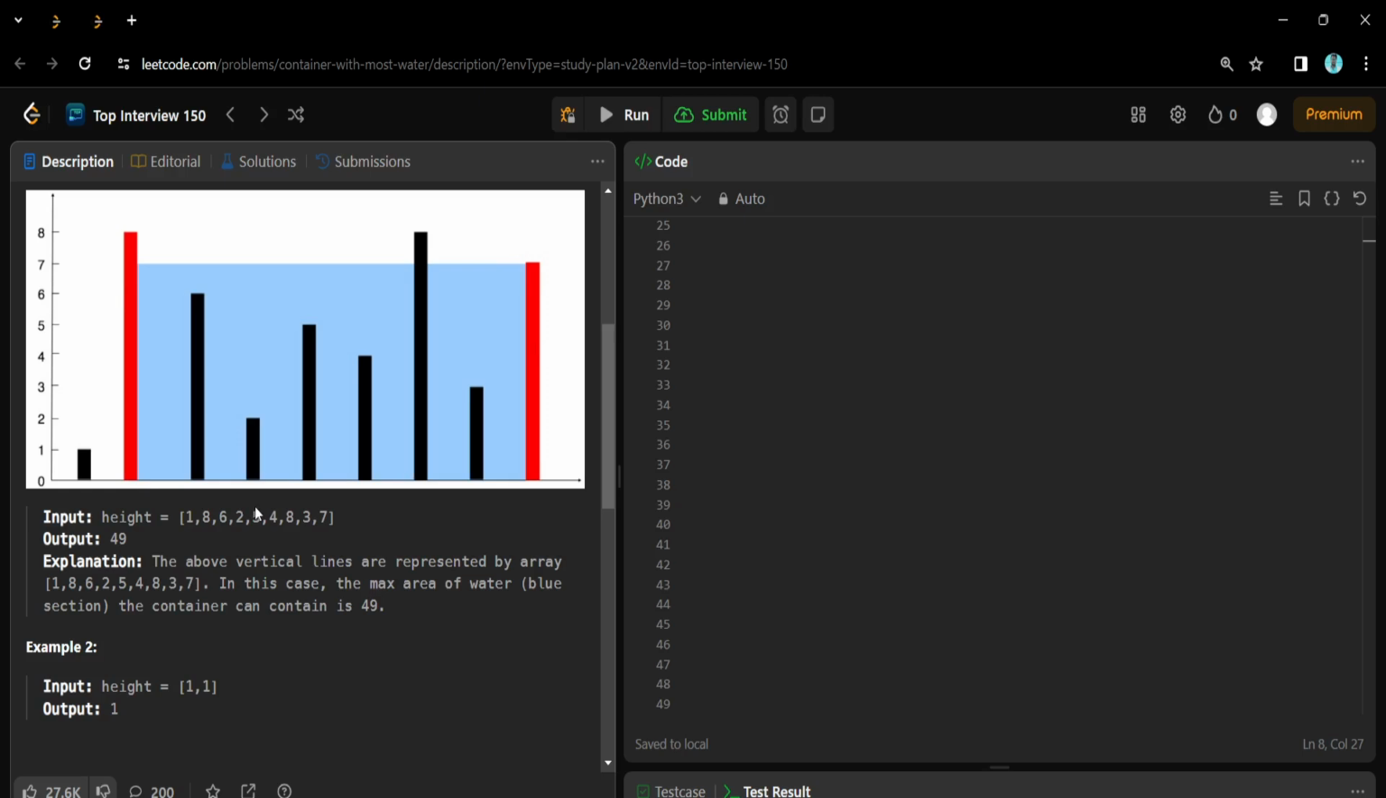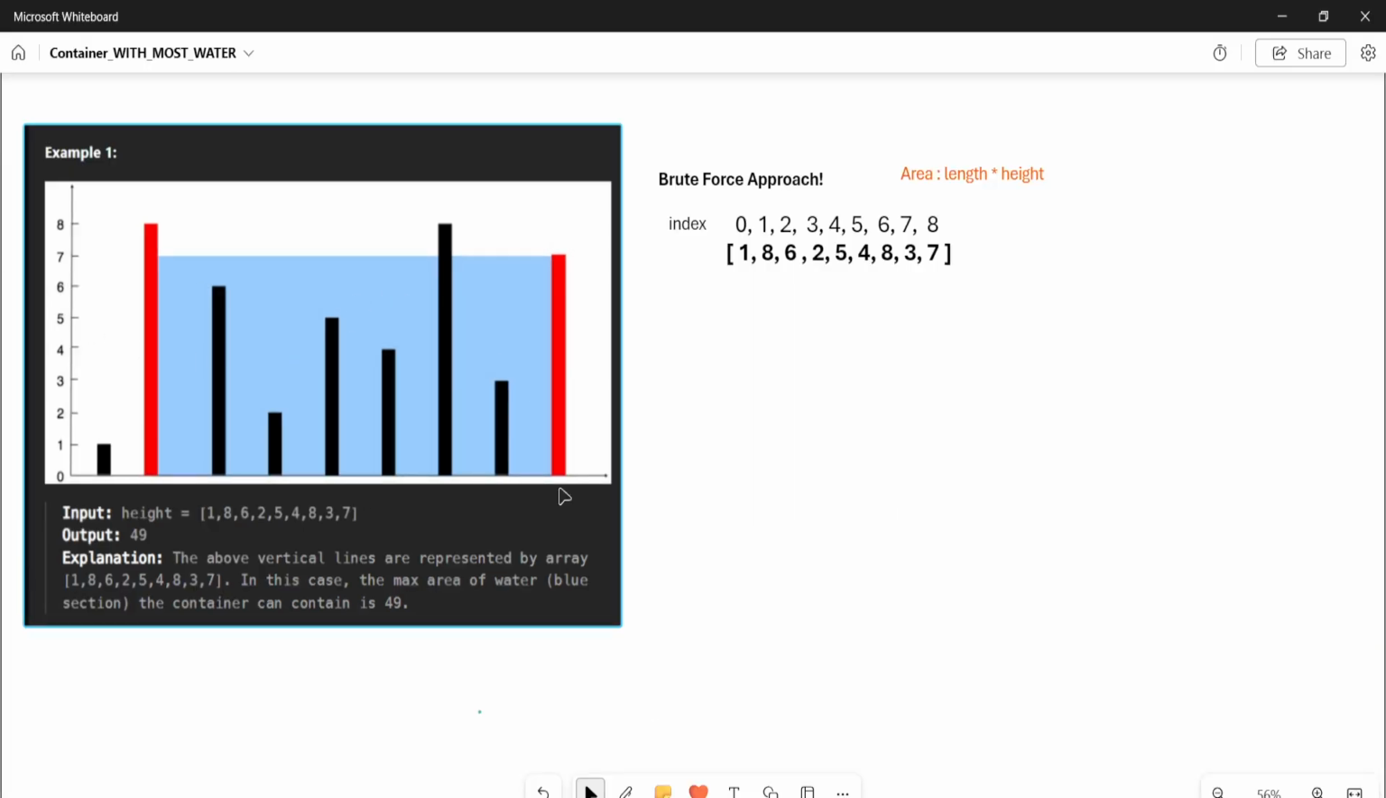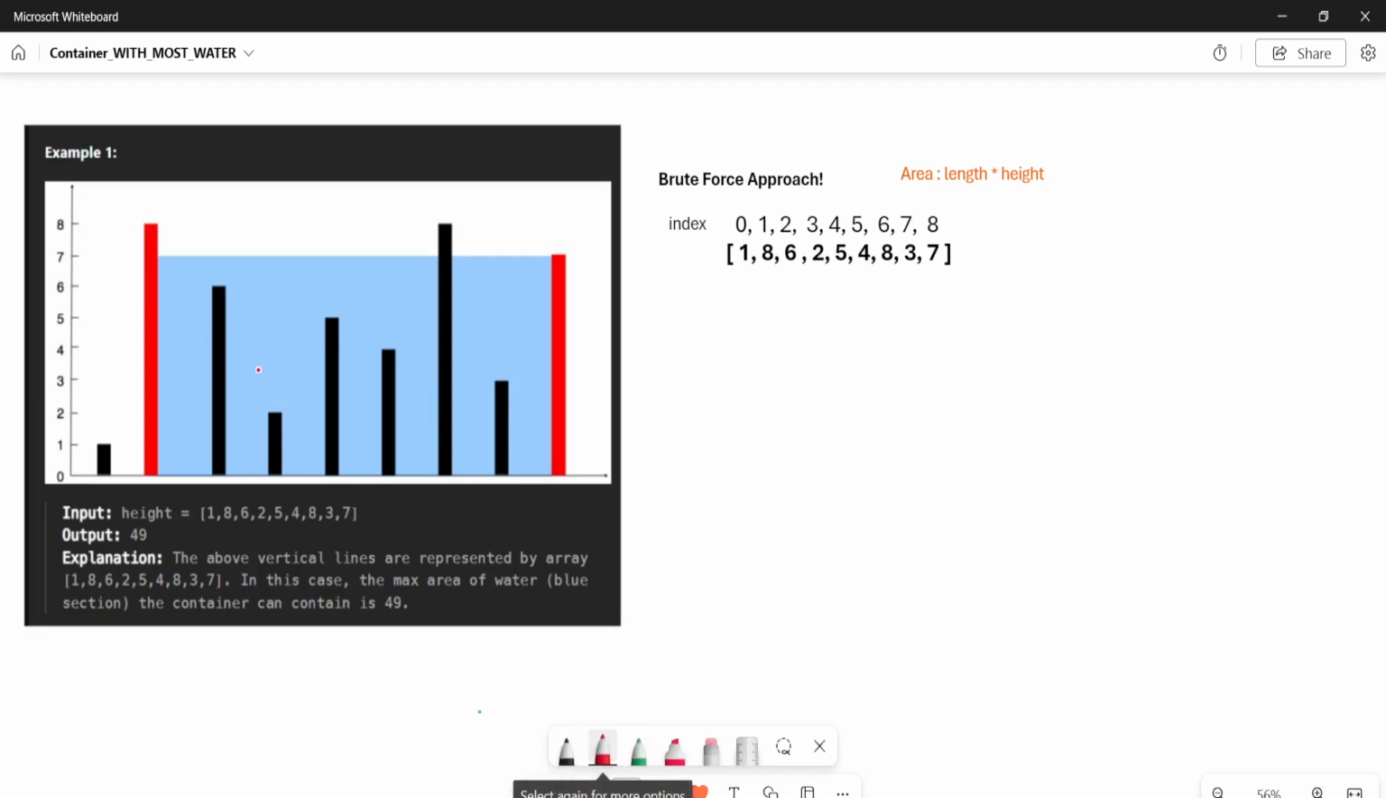So basically to find which are the 2 points which can contain the most water, if we see, this problem boils down to finding an area, right? Finding the area such that we find 2 points which make the biggest area, right? We need to find that. So let's understand this in the whiteboard.